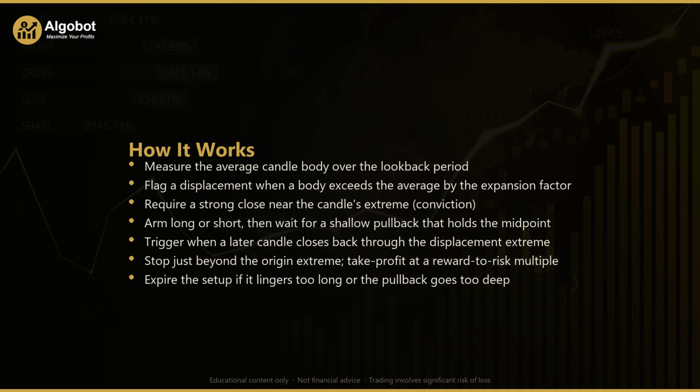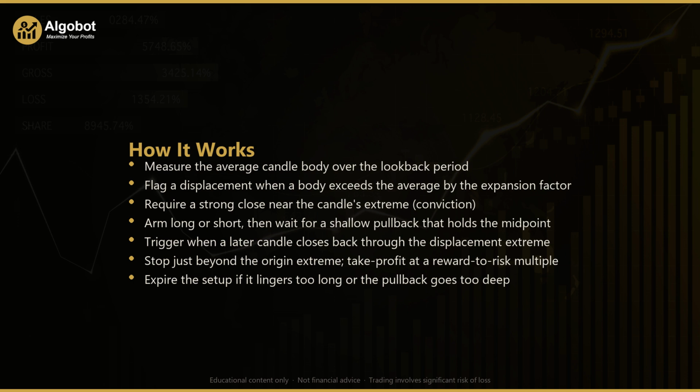The strategy only acts once per fully closed candle, so it never reacts to the noise of a half-formed bar. On each new bar, it first measures the average body size of the recent candles. That's the average body period, set to 12 by default. This average becomes the momentum baseline, the yardstick for what normal looks like.